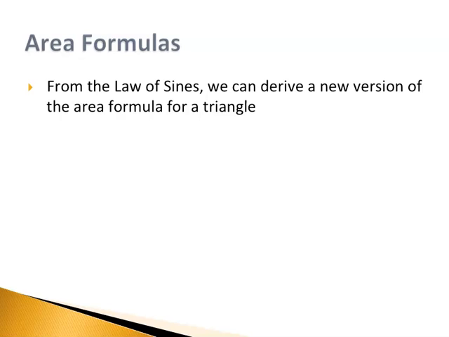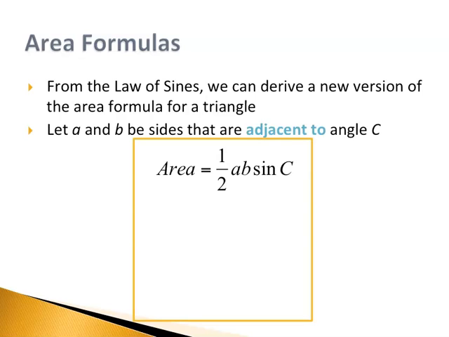So say you have sides a and b, and they are adjacent to angle C, so they form angle C. Then the area is simply equal to 1/2 times a times b times sine of C. So for any triangle, if you have two sides and the angle in between, you can easily find the area. There's no need to try to find the height of the triangle.